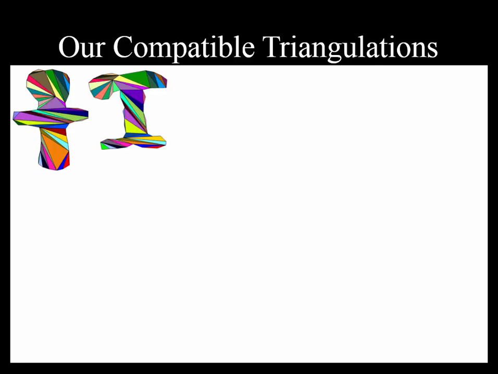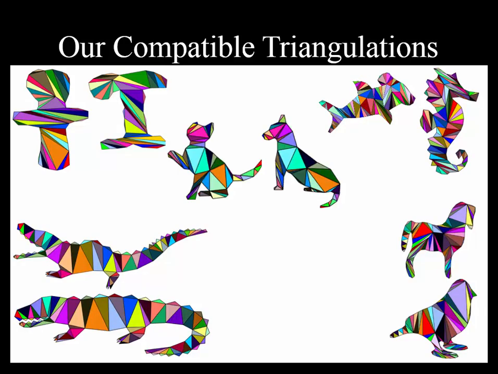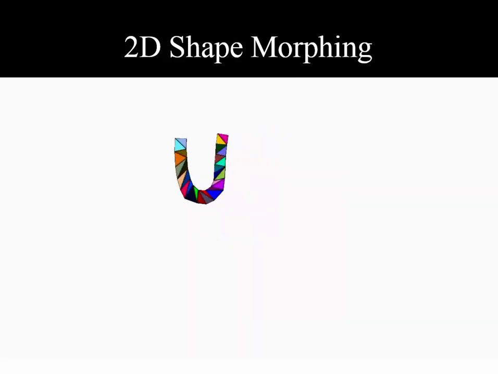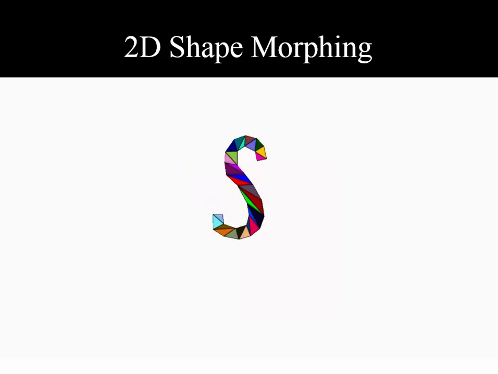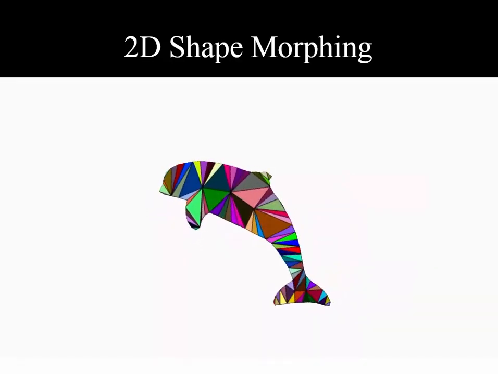Here, we show examples of applying our method to compute compatible triangulations. With the compatible meshes created by our method, we apply the rigid shape morphing method to transform one shape to another. Our method introduces a very small number of Steiner points while the quality has been improved significantly. This benefits smooth transitions of shape morphing.